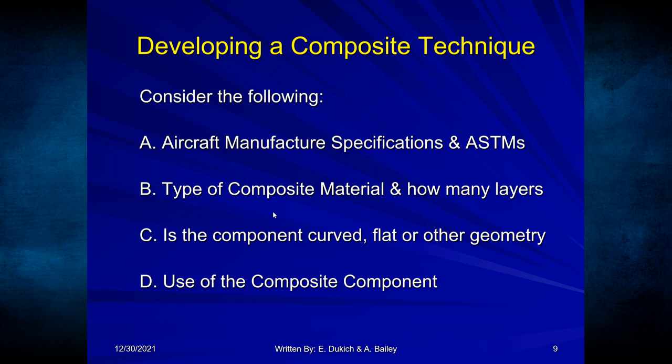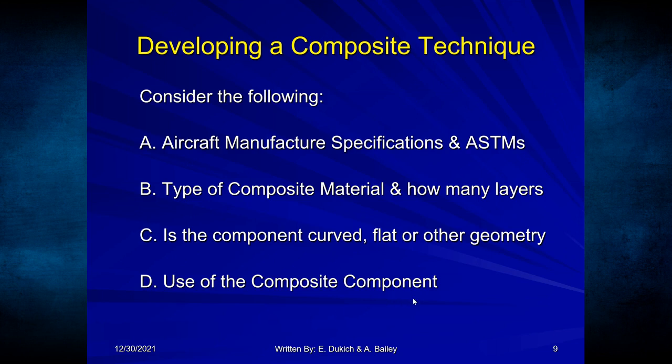Now, the type of composite material and how many layers, because the more layers, the more difficult it is for the technology we're using to penetrate and find the flaw of interest. Is the component curved? Is it flat? Or does it have a lot of geometry? Because if there's a lot of geometry, the more difficult it is to inspect these parts. And also, what is the final use of the composite component?